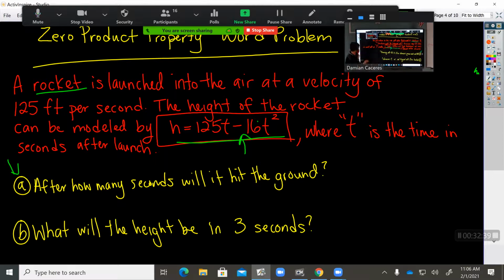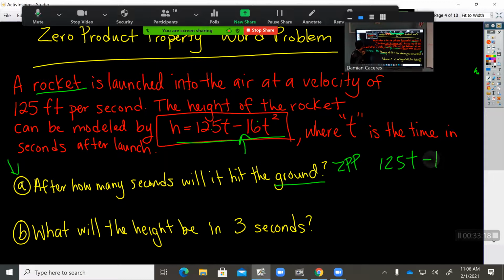You with me? So, anytime you see ground, floor, or like water, something hitting the ground, every time that happens, that deals with a U shape. If a frog jumps up, it goes down. Where did it touch? It touched here and there. Those are the two solutions you're getting here. So, watch. After how many seconds will it hit the ground? Whenever that happens, you're using the zero product property every time. Now, watch.